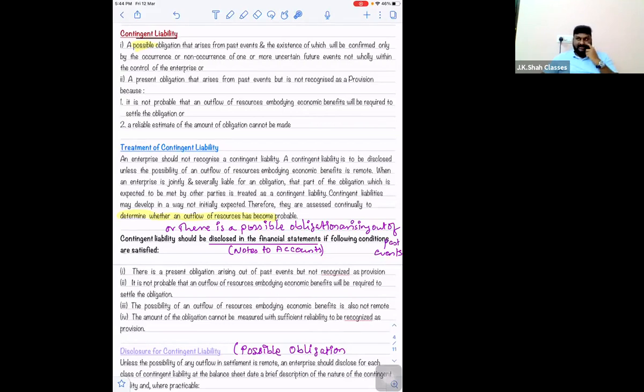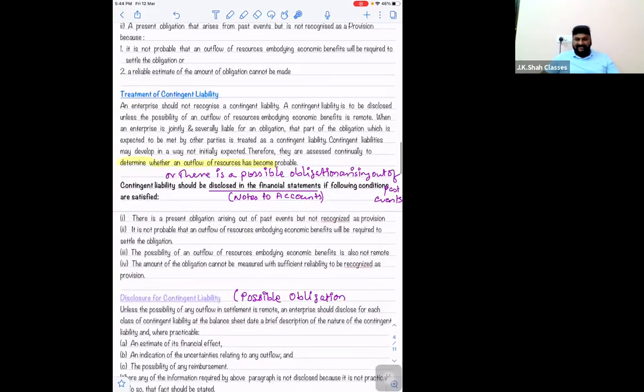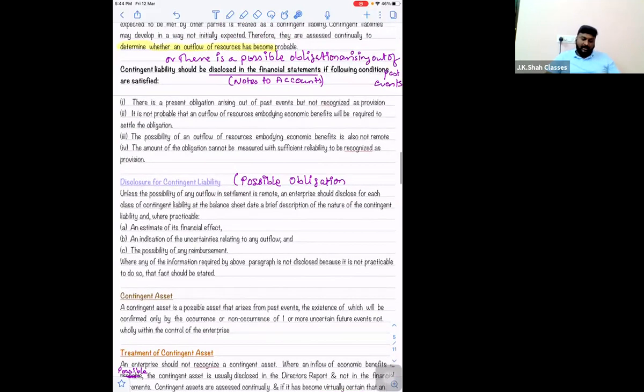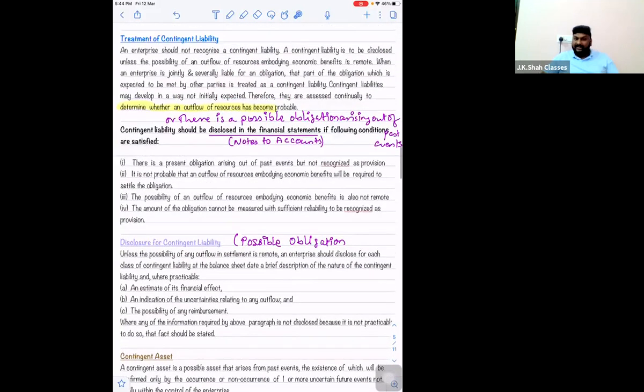So please understand this. Generally, as on every balance sheet date, that is 31st March, you have to check whether any situation or condition with respect to contingency is available or not. If it is available, first check whether it is a gain or a loss. If it is a gain, it goes under contingent assets. We will discuss it later. But if it is a loss, we call it a contingent liability.